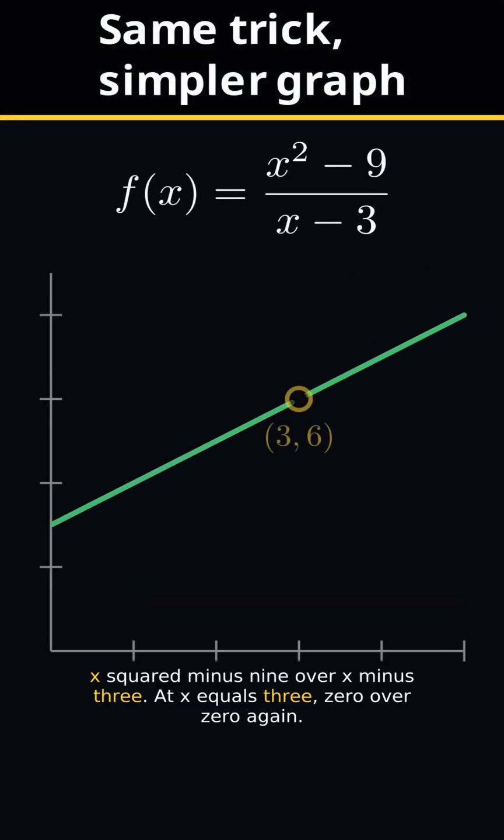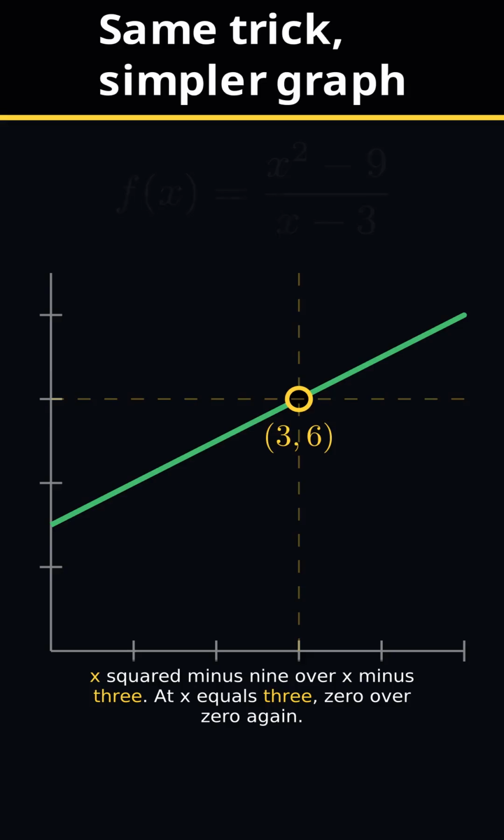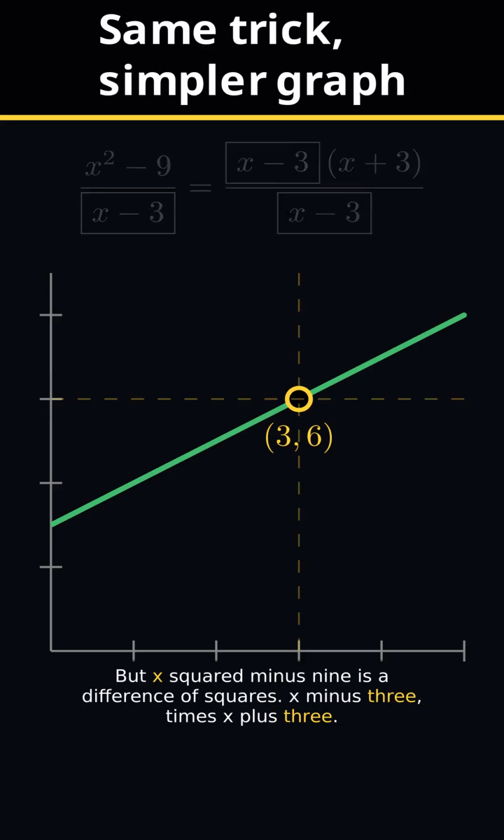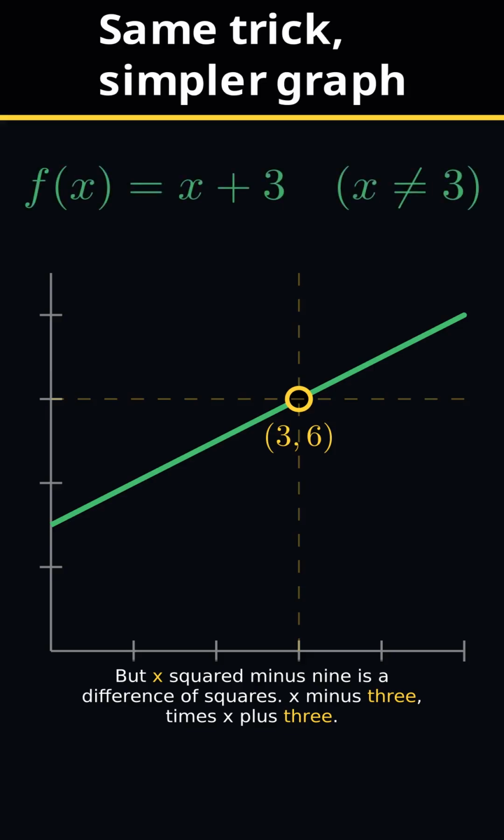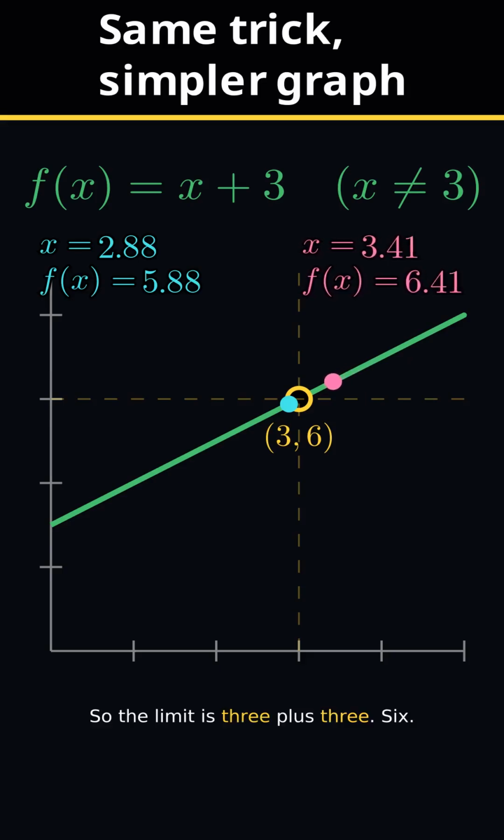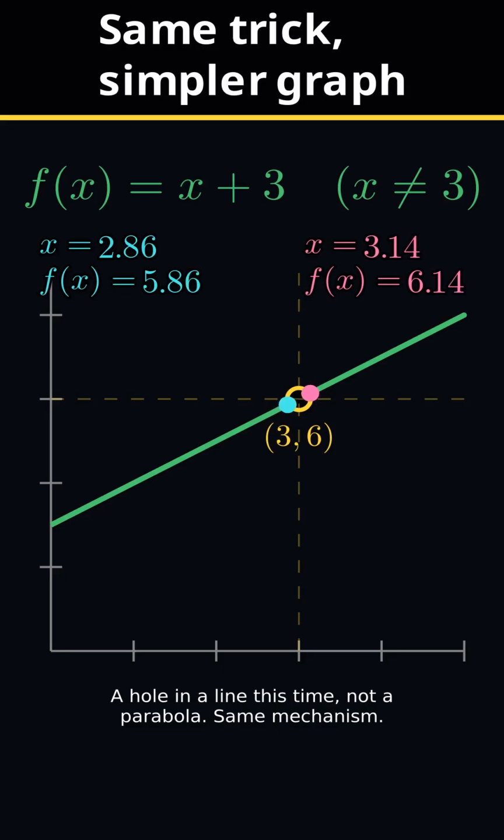X squared minus 9 over x minus 3. At x equals 3, 0 over 0 again. But x squared minus 9 is a difference of squares. X minus 3 times x plus 3. Cancel. What is left is just the straight line x plus 3. So the limit is 3 plus 3. 6. A hole in a line this time, not a parabola.